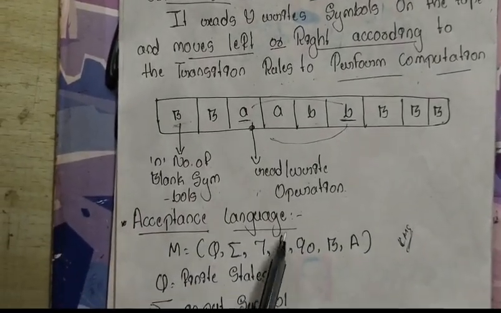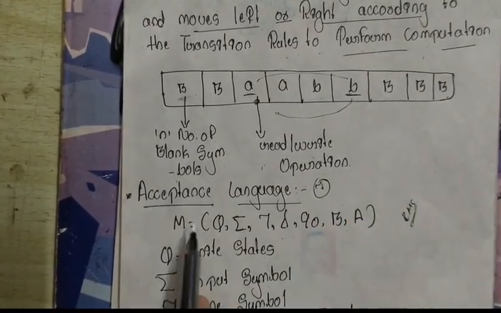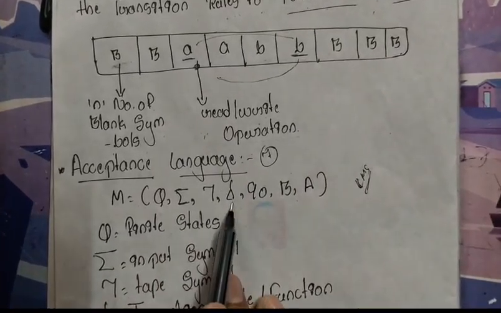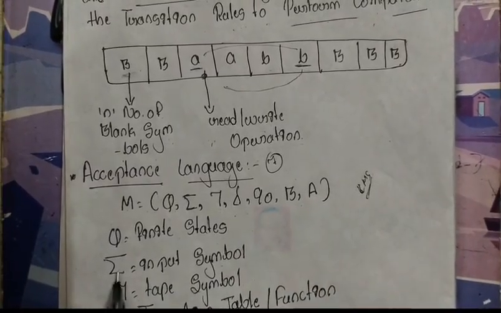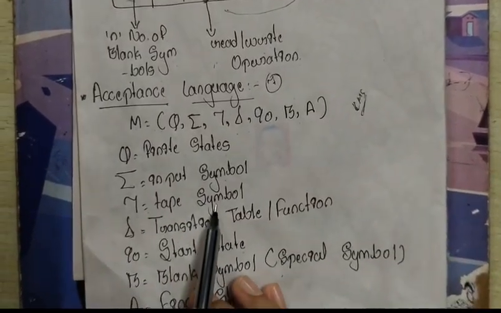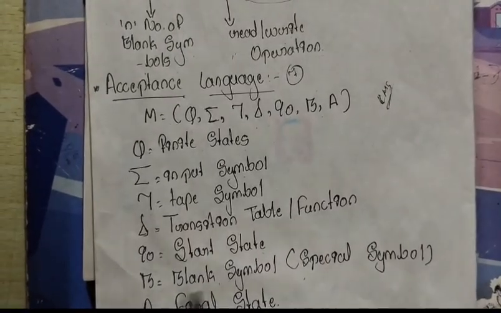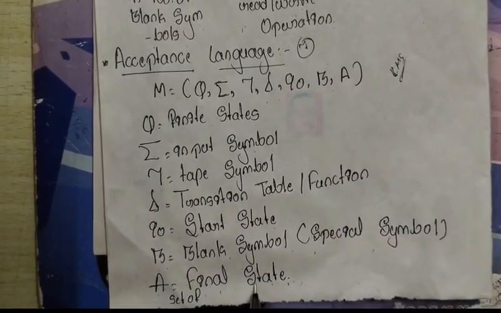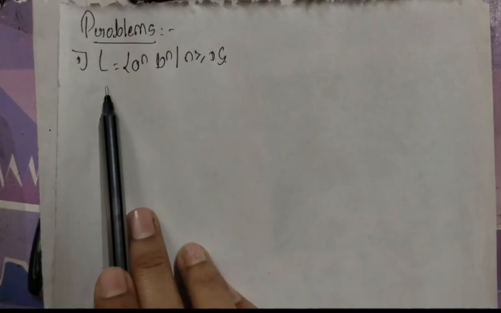This is our acceptance language. It normally contains 7 tuples. Those 7 tuples are M = (Q, Σ, Γ, δ, q0, B, F). Q means the set of finite states, Σ means the input symbols, and Γ means the tape symbols, δ means the transition function, q0 means the start state, B means the blank symbol or special symbol, and F means the set of final states. Based on the Turing machine, we consider some problems.